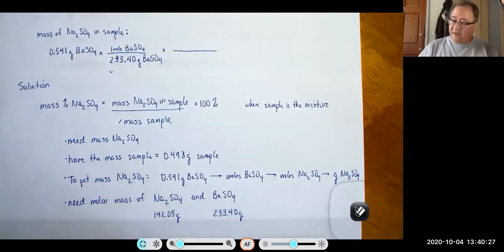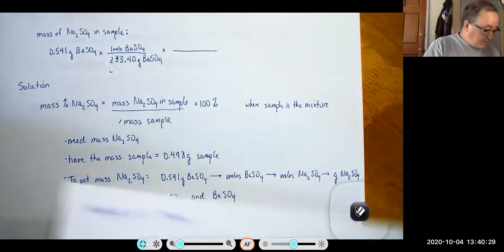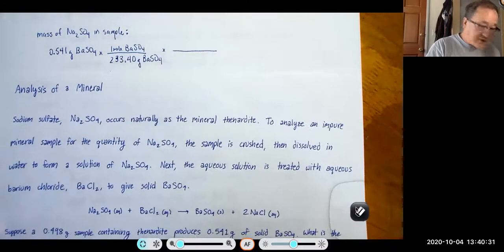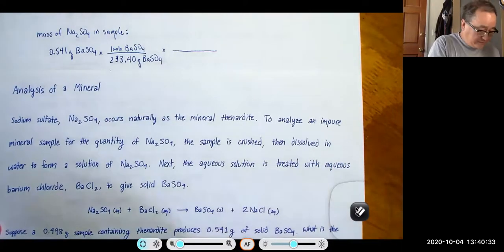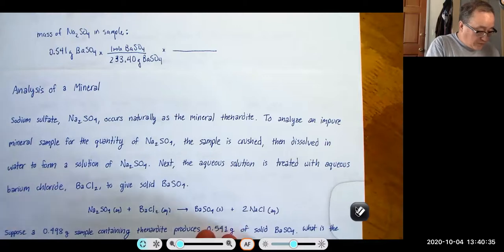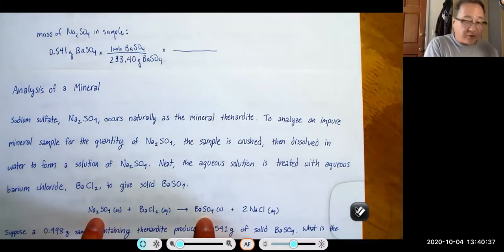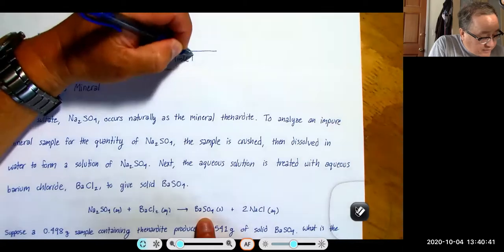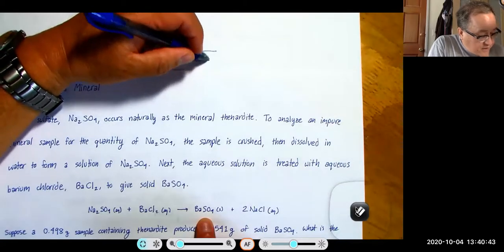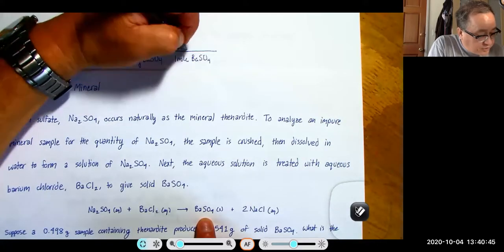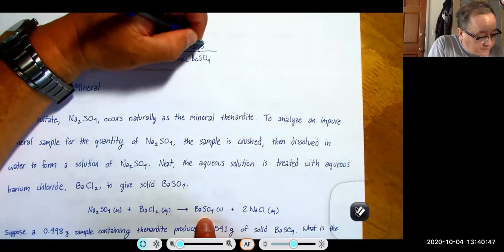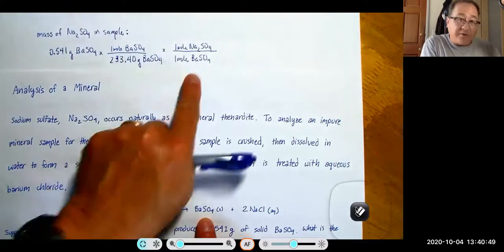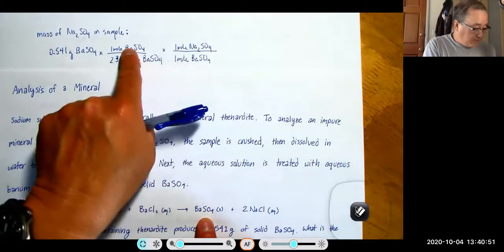Let me pull the balanced reaction up. So here's the balanced reaction right here. We're going to say that there's 1 mole of barium sulfate to 1 mole of sodium sulfate. So I'm going to put 1 mole of barium sulfate here and 1 mole of sodium sulfate here. Now I put the mole of barium sulfate on the bottom so it would cancel with the mole of barium sulfate on the top.